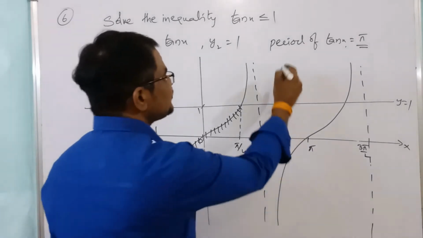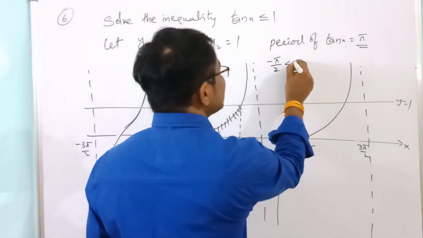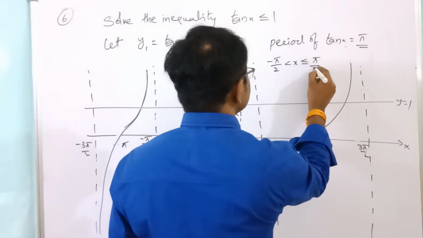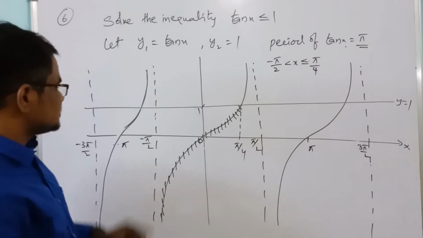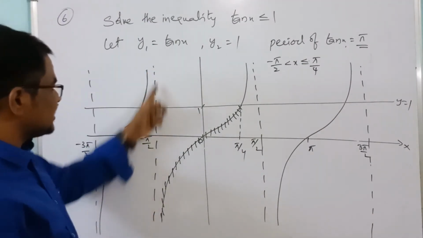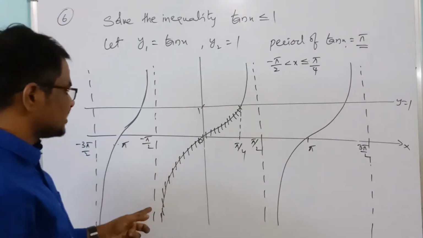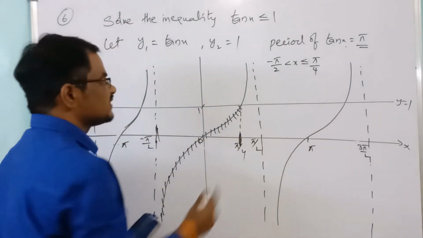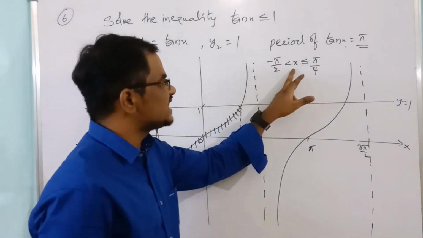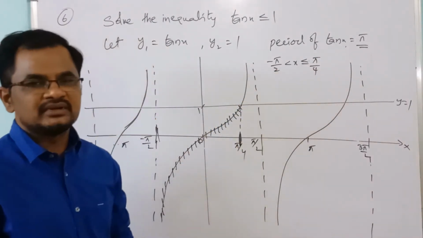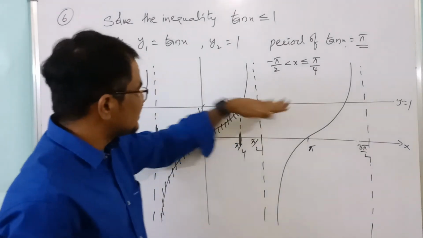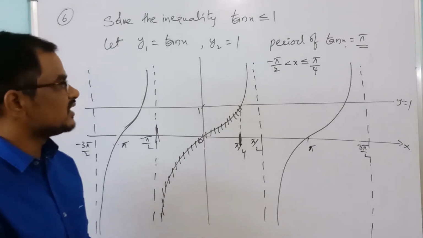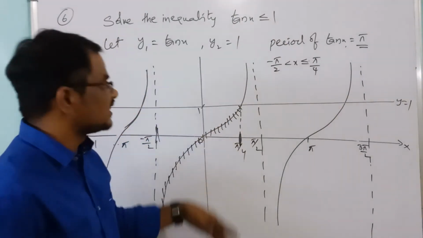What is the simplest form? Minus pi by 2 less than x less than or equal to plus pi by 4, right? Because this is an open interval only, because at pi by 2 and minus pi by 2 tan does not exist. It means from here to here, x value minus pi by 2 less than x less than or equal to pi by 4. In this interval tan x is less than or equal to, sorry, plus 1.